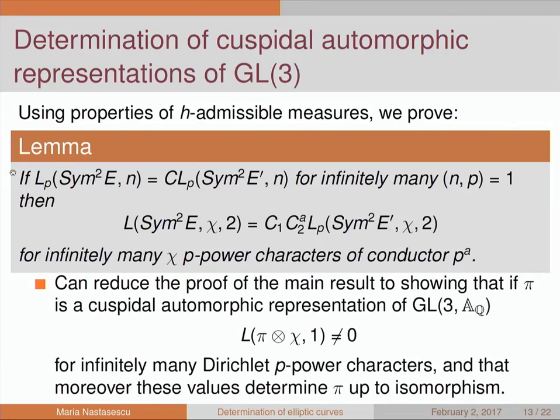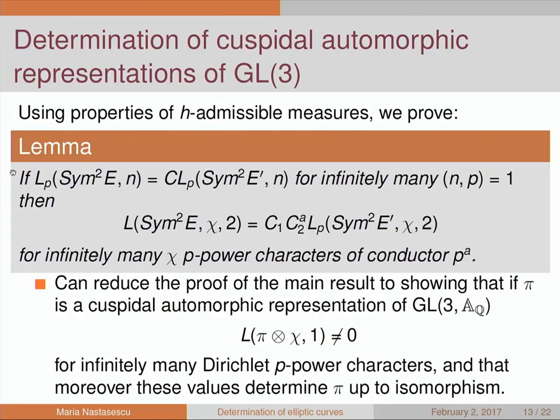Once I prove this lemma, with some more work I can reduce the main result, using this equality that holds for infinitely many n, to a result on the determination of cuspidal automorphic representations of GL3. More precisely, I will show that if pi is a cuspidal automorphic representation of GL3, then L of pi twisted by chi at 1 is non-vanishing for infinitely many p-power characters. Moreover, I have an even stronger result that these values determine pi up to isomorphism. It turns out that that is enough for me to get the initial theorem.